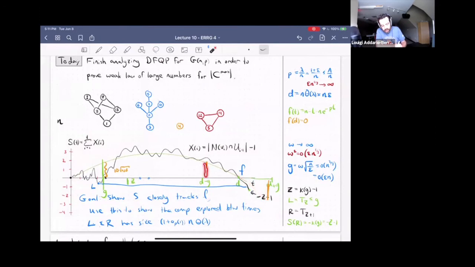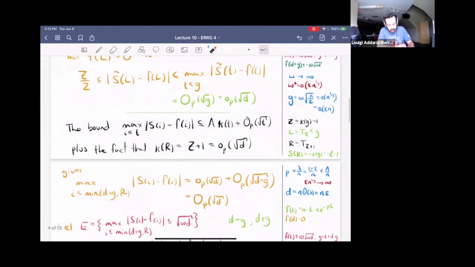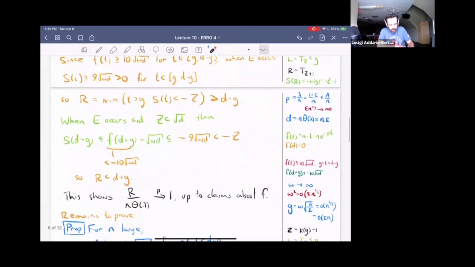So if I can prove that this distance is at least 10 root omega d over here, then I'll instantly be able to conclude that I have at least height 10 root d, the same distance over on the right, because here we're bending away from the line and here we're bending toward the line. So I'm just going to control how much the slope decreases by time d minus g to prove the height bound that we want.